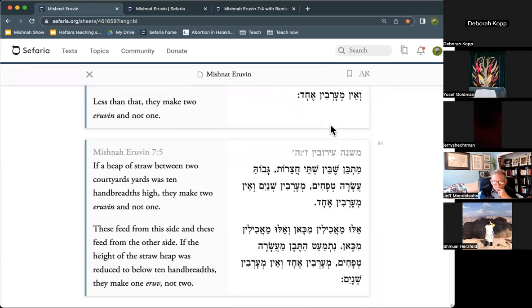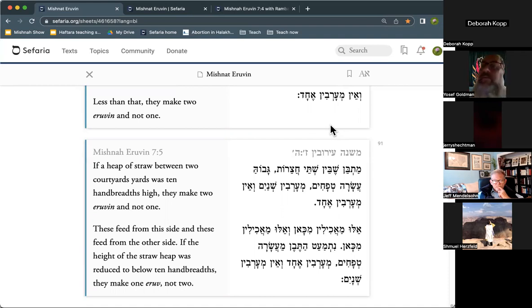What if we make the barrier out of straw? Rather than filling in the ditch with straw, we make the barrier out of straw. We come to a different result, actually. Mat ben shebein shtei chatzerot, a heap of straw that's between 2 courtyards, gavoa asarat tefachim, 10 tefachim high. Ma'arvin shnaim ve'ein ma'arvin echad. They make 2 eruvin, not 1. Filling in the ditch with straw doesn't seem to be effective, but making a barrier of straw is effective, and it splits the 2 courtyards into 2. They make 2 eruvin.